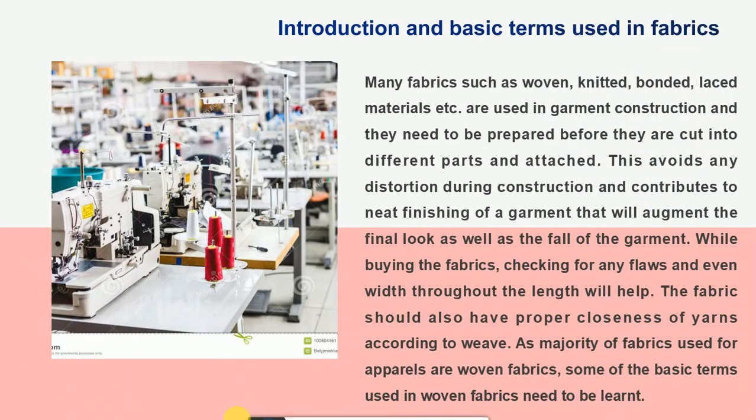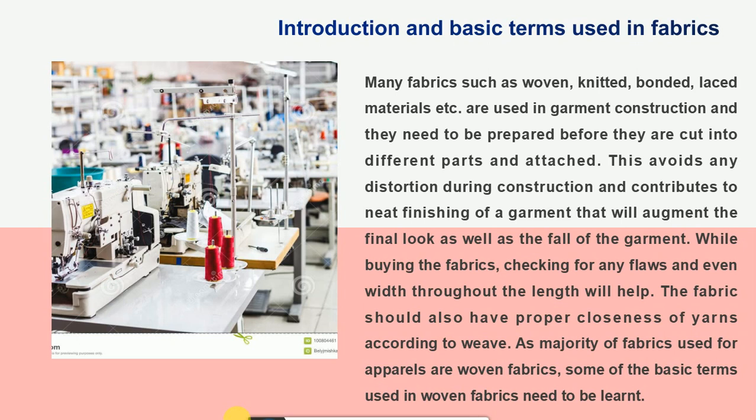Many fabrics such as woven, knitted, bonded, laced materials etc. are used in garment construction, and they need to be prepared before they are cut into different parts and attached. This avoids any distortion during construction and contributes to neat finishing of a garment that will augment the final look as well as the fall of the garment.